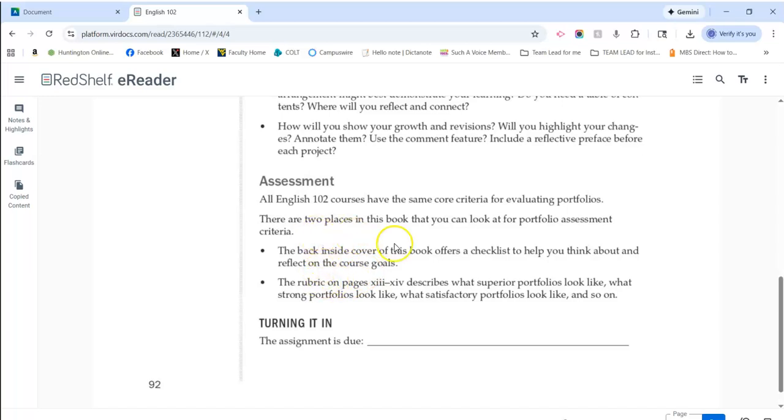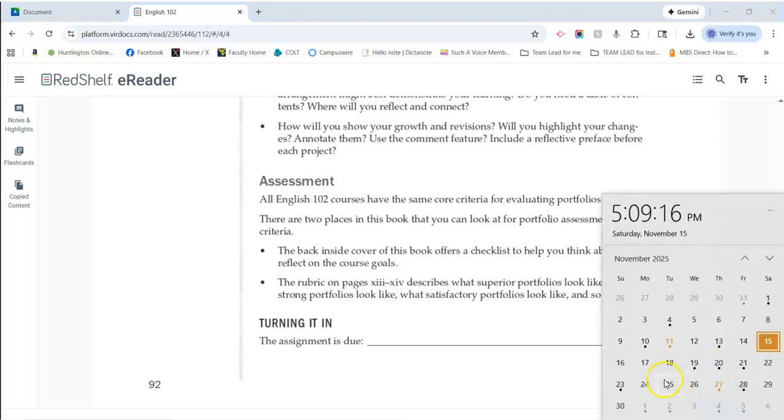The assessment, of course, will be on the inside back cover of this actual textbook, the JAC. You'll see a very brief, minimalistic version of the goals of the course and the rubric. The more extensive rubric is in these Roman numeral pages, and that more extensive rubric shows you much more precisely what you need to do and how you need to make sure your final projects and everything are all great.